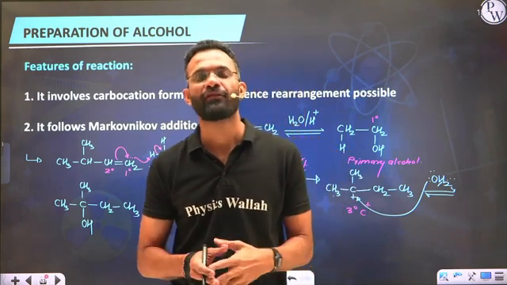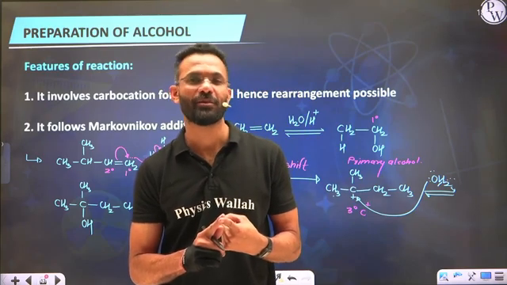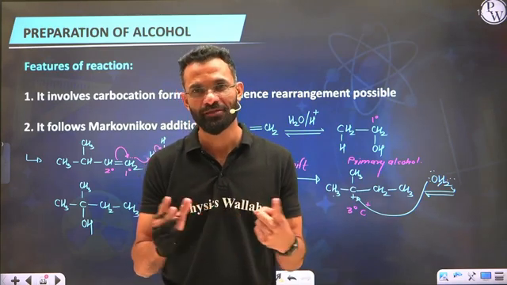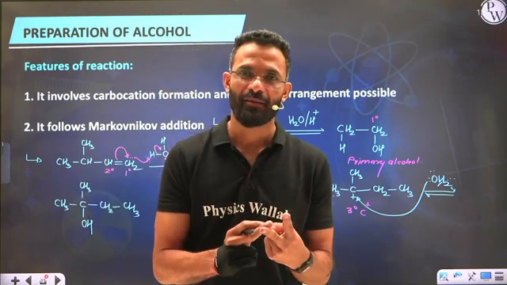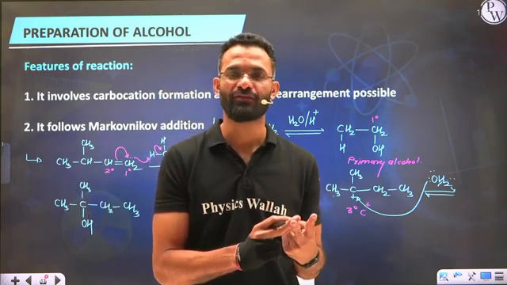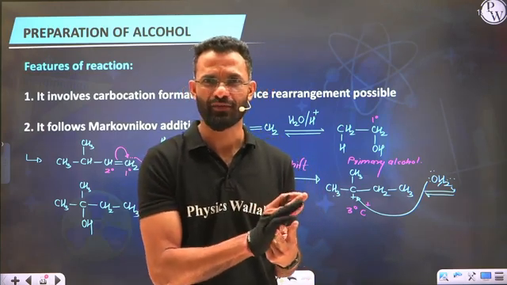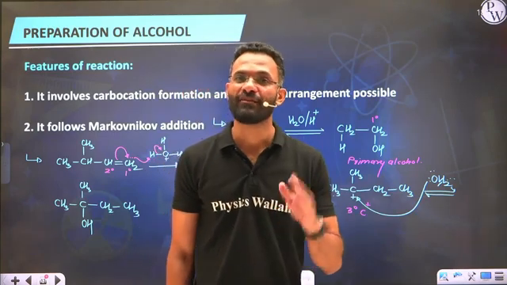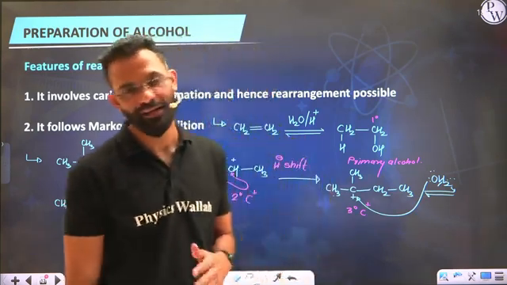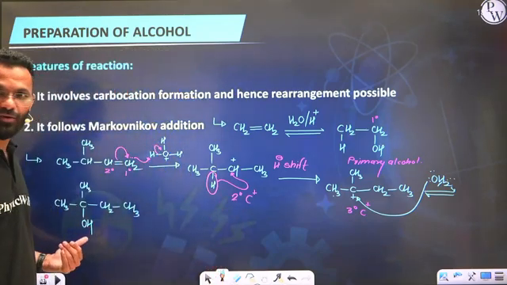So a few important features that we have to remember. Number one, this reaction involves formation of carbocation and hence rearrangement is possible like we did here. Second, the product of this reaction will always follow the Markovnikov addition and it's also a regioselective reaction. Well, that is not so important. I want you to remember it is only ethene which can produce primary alcohol. Rest all alkenes will always produce either secondary or, just like here, tertiary alcohols.